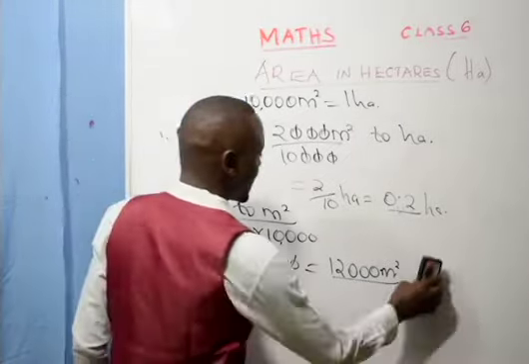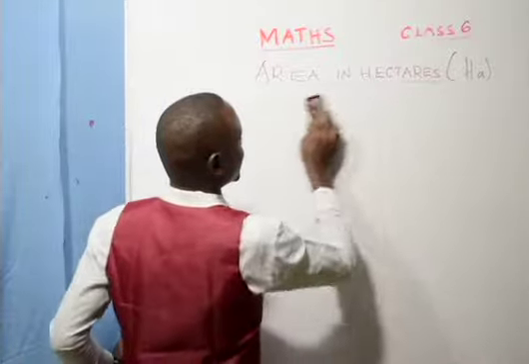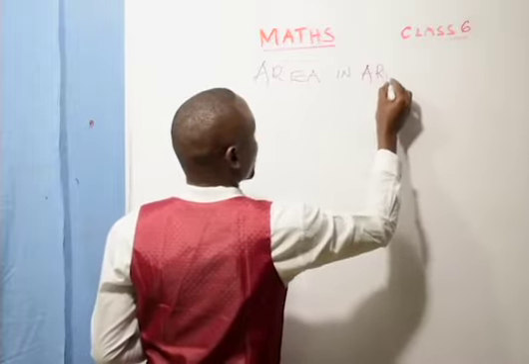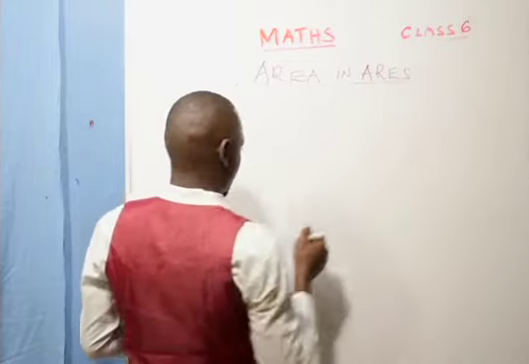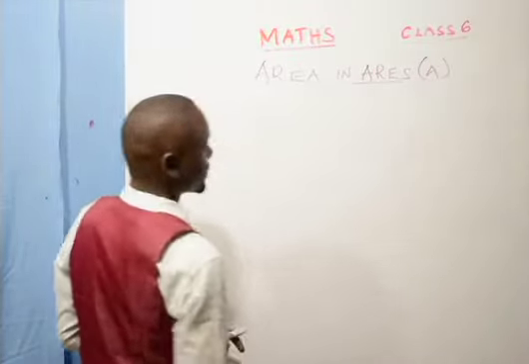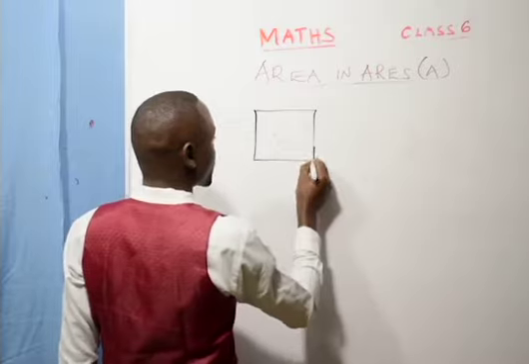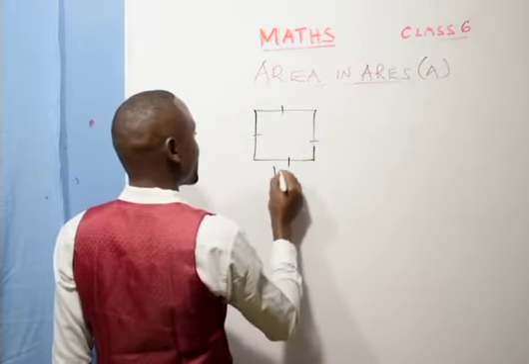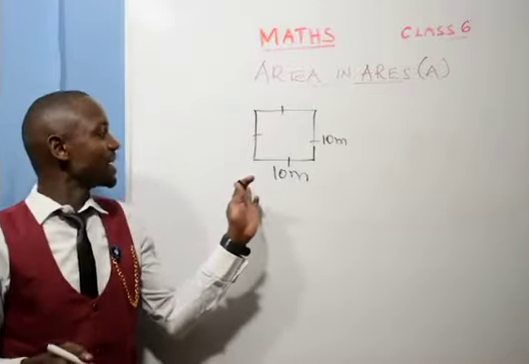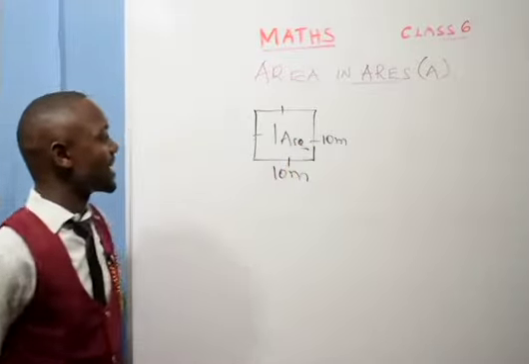Then, very briefly, let us look at area in ares. We have other units for measuring areas. That is a, small letter a. So, consider a square piece of land that measures 10 meters by 10 meters. It is said to have an area of 1 are.